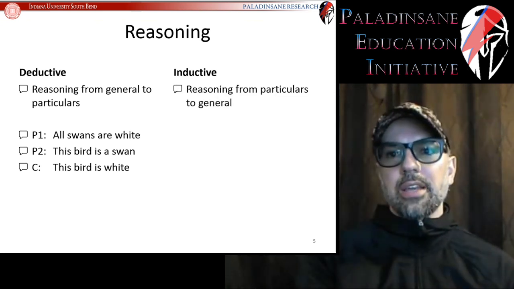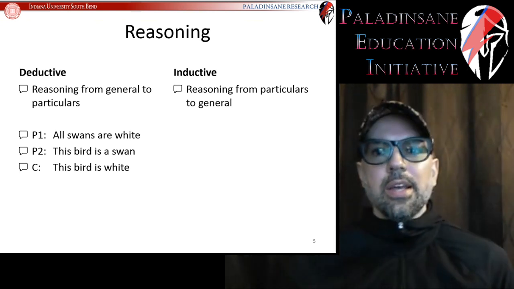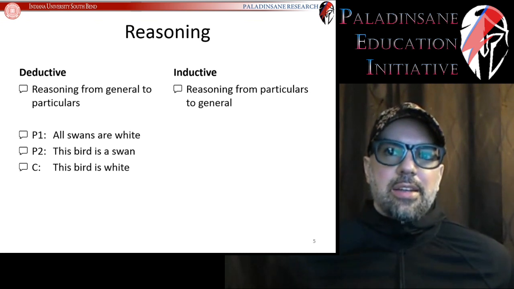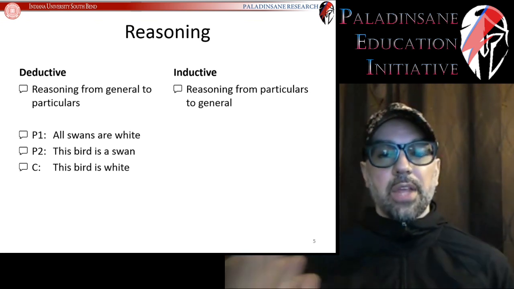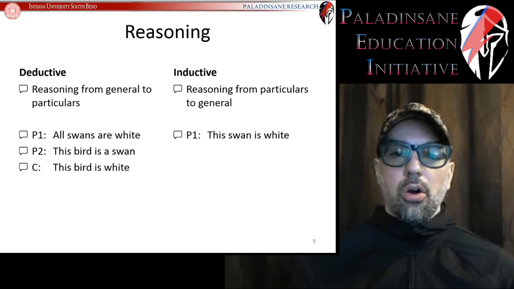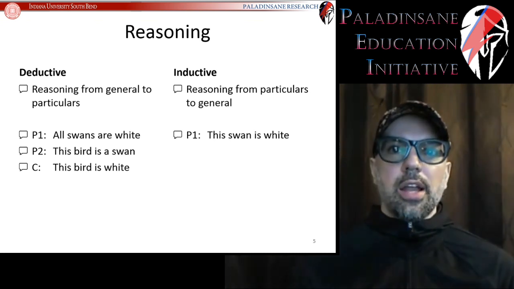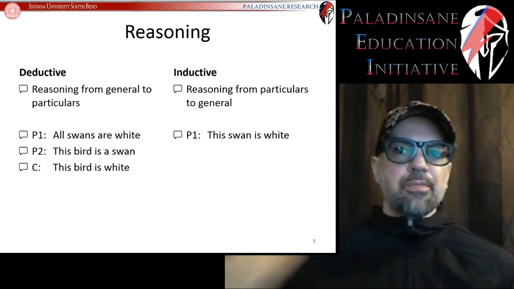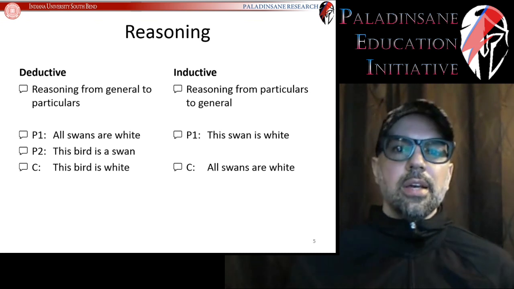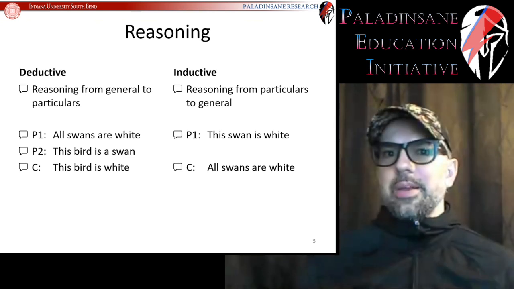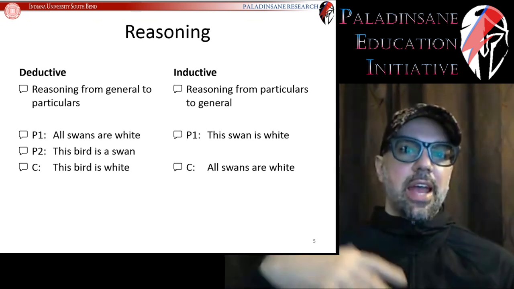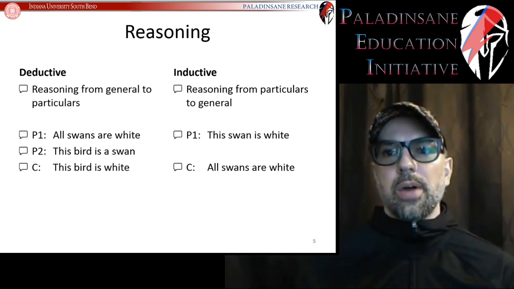It reasons from a particular to a general statement. So if I was a biologist and nobody had ever seen swans before, and I came across a bird, and I go, oh my gosh, this is a bird, I'm going to call it a swan. And guess what? This first swan that I've ever seen is white. I might induce from that particular the general theory that all swans are white. Now, you'll notice that this is pretty weak because I found one swan that is white, and from that I extrapolated and induced the theory that all swans are white.